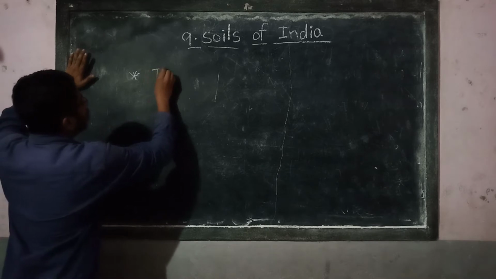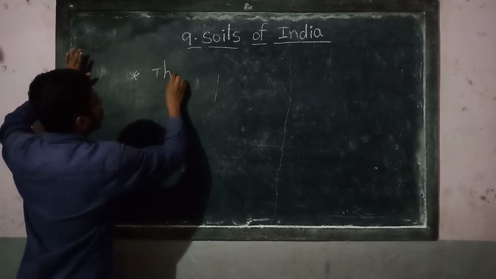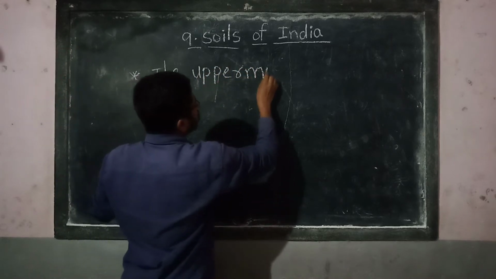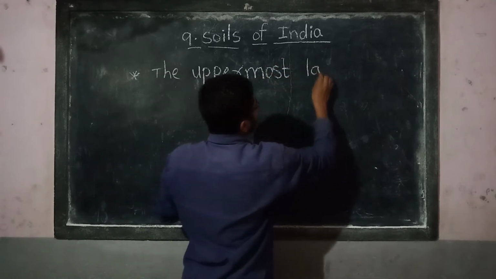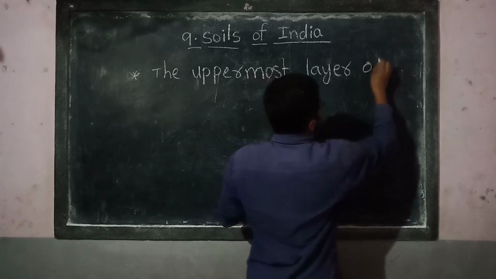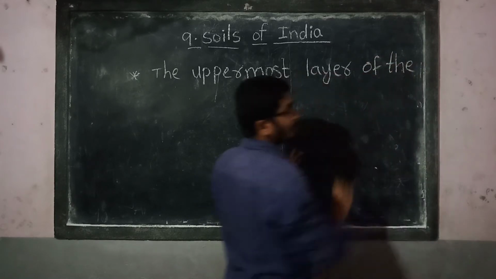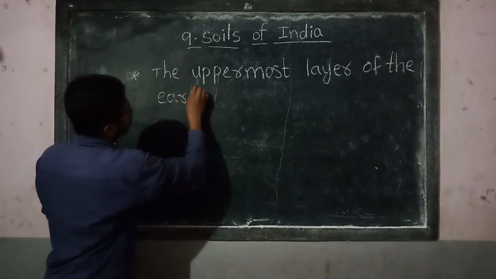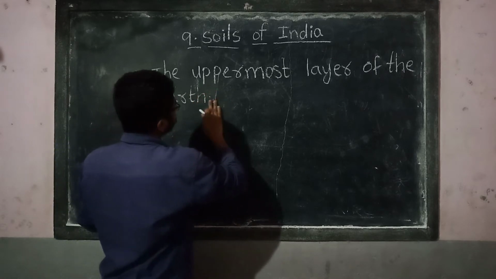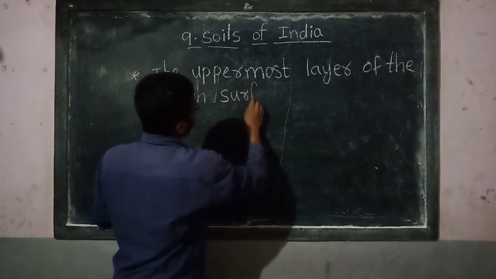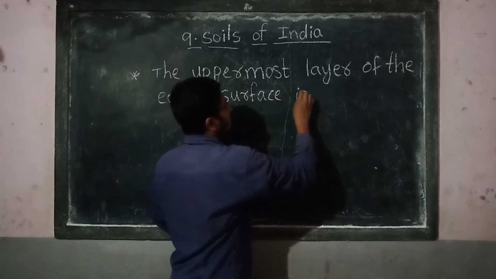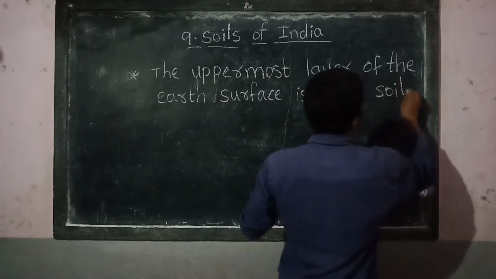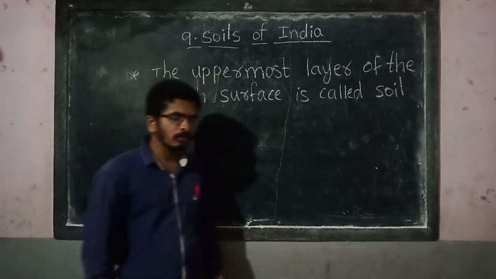So what is soil? Whatever I am writing, you have to note down the points. The uppermost layer of the earth surface is called soil. Okay, this is the definition of soil. It is found on the uppermost layer of the earth.